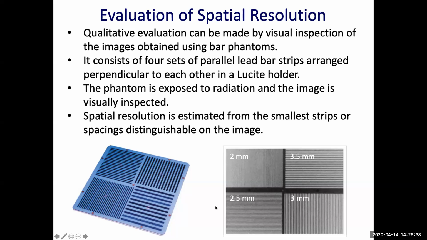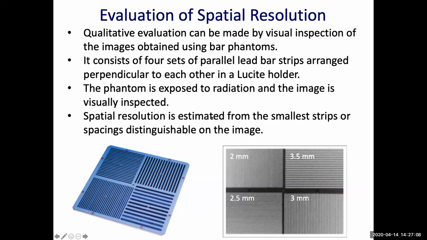The phantom is exposed to radiation and the image is visually inspected. We see which quadrants we can see. We can see this one, this one, this one, and this one is difficult to see. Okay, so just keep monitoring this. If anything is bad, if the lines are not linear, if there's any artifact, if we start not seeing this one, we say that the image quality is degrading. We have to do a calibration.